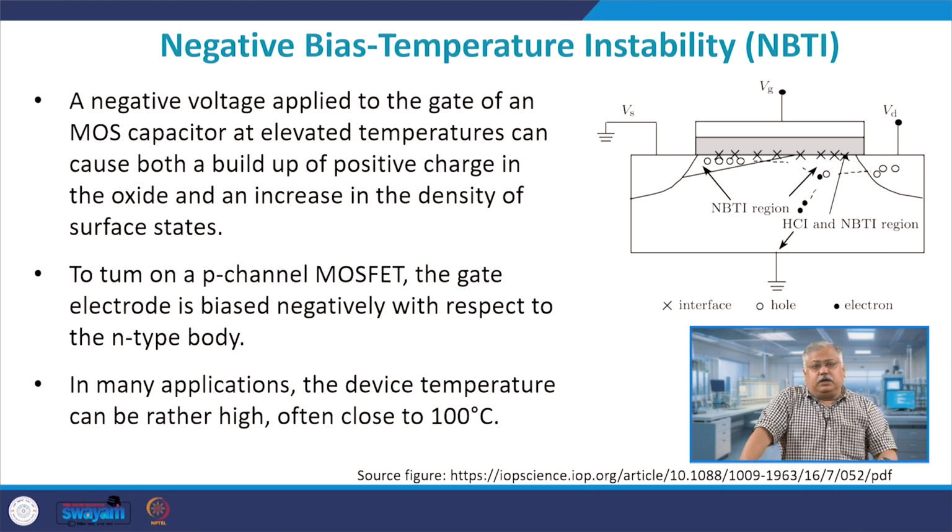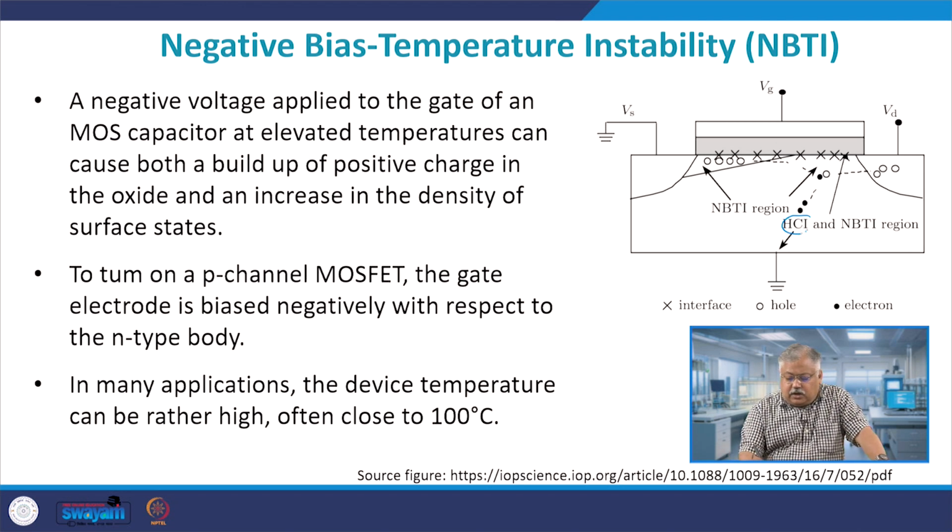Let me come to NBTI, or negative bias temperature instability effect. Now, if you apply a negative bias on the gate side of a MOS capacitor at relatively higher temperature, then this can cause a large buildup of positive charges in the oxide, sort of mirror charges, because you applied a negative charge and you have a metal in the middle, so you will have a positive charge in the oxide. When there is a positive charge in the oxide, the density of states will increase in the oxide layer. Therefore, to turn on a p-channel MOSFET, the gate electrode is negatively biased with respect to the N body, but then your threshold voltage will change, right, and the device temperature can go as much as 100 degrees centigrade.